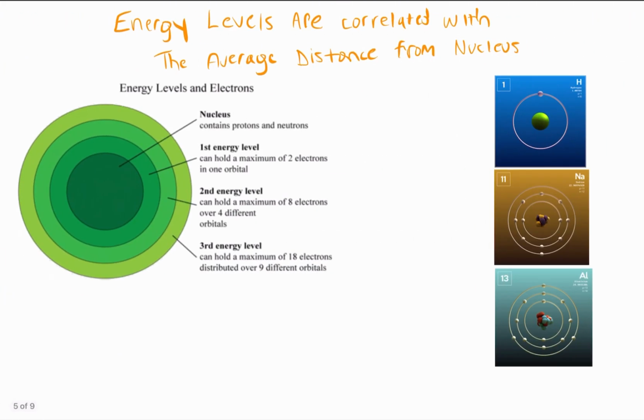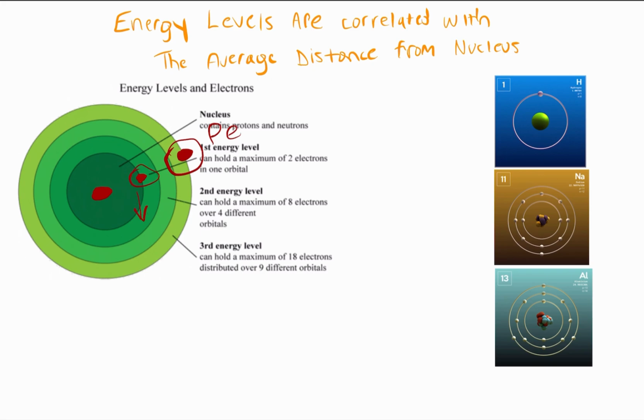So now, if we continue on about energy levels, we can say that energy levels are correlated with average distance from the nucleus, right? Which I've already talked about, where we have the nucleus here, and we might have an electron here, and an electron right here. Again, this electron would have the higher potential energy.